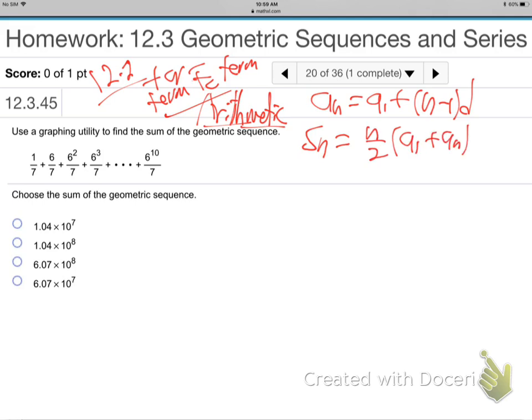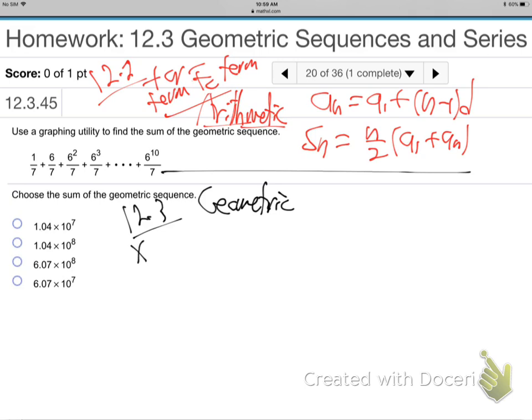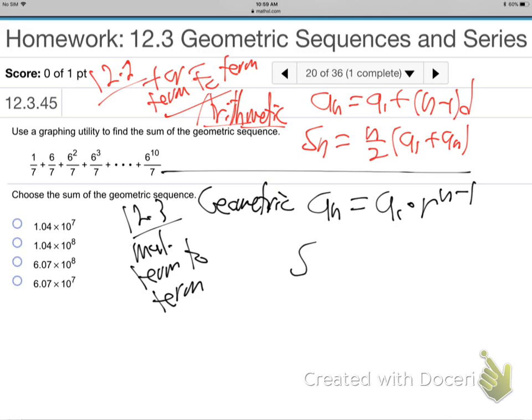Now we're in the geometric section. What is a geometric sequence? Here in 12.3, it means you multiply from term to term, and we have different formulas. The A sub n was A1 times r to the n minus 1. The S sub n was A1 times 1 minus r to the n over 1 minus r.